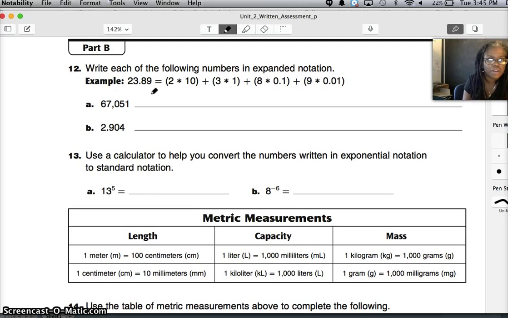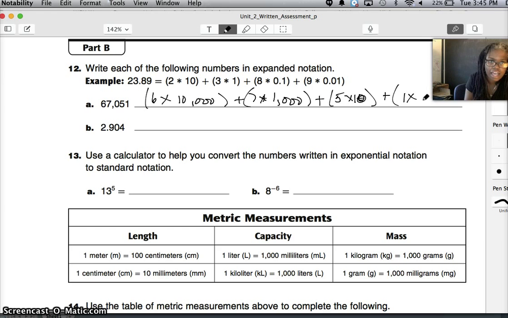So here I had a few really strange mistakes. This would be 10,000. So 6 times 10,000 plus 7 times 1,000 because it's in the 1,000s place. Plus, no need to identify the 0. 5 times 10. And then plus 1 times 1. Similarly here, 2 times 1 plus 9 times 0.1 plus 4 times 0.001.